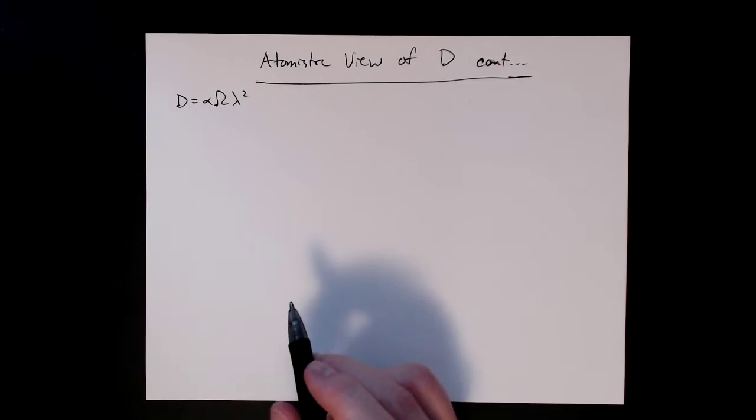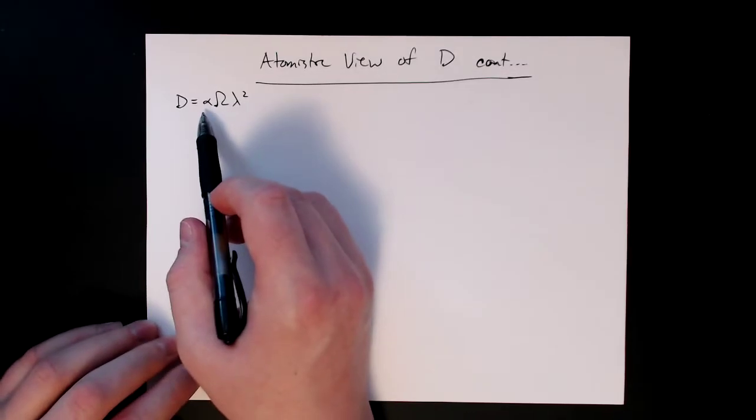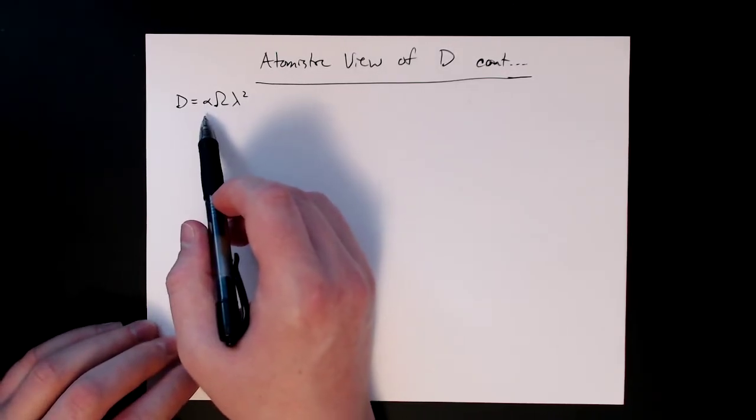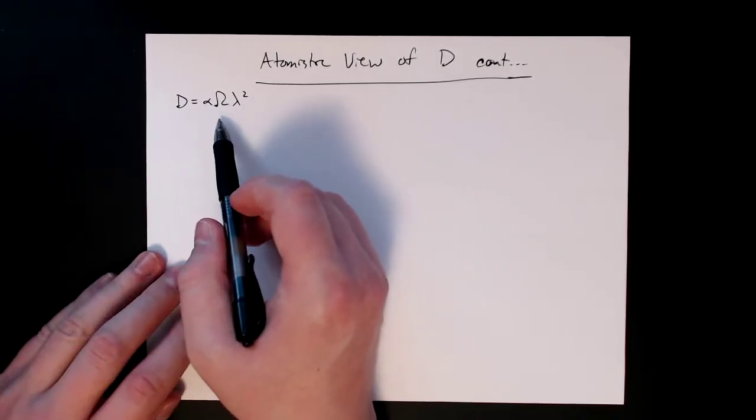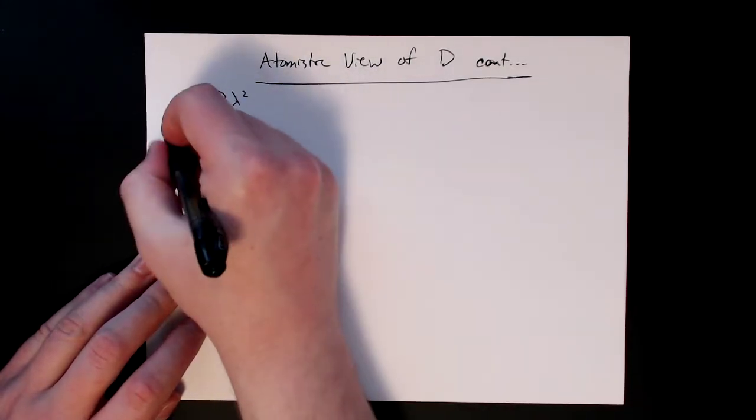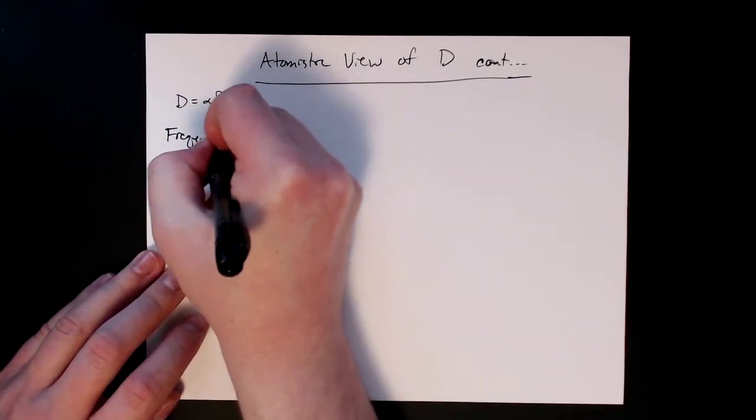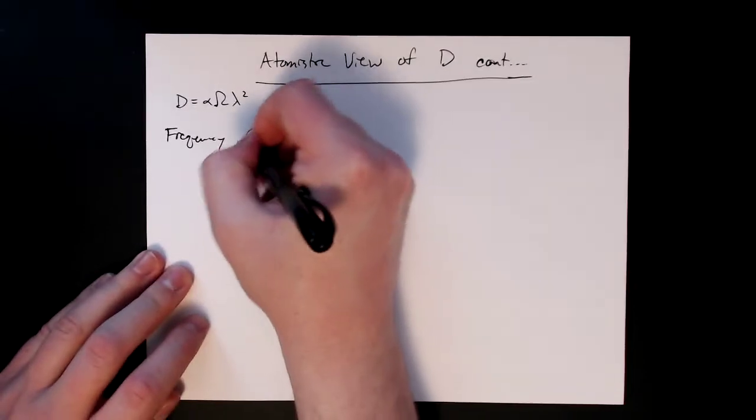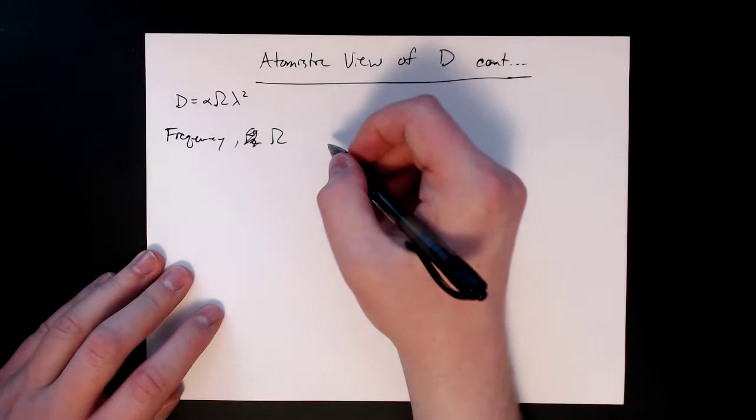All right, so let's go into the next term now. We already talked about alpha being 1 over the coordination number. And so now let's look at omega, or the frequency. So again, this is frequency, omega, sorry about that, omega. And this itself is a product as well.